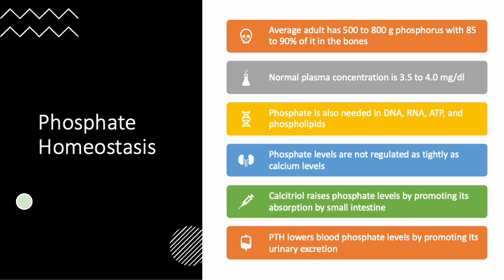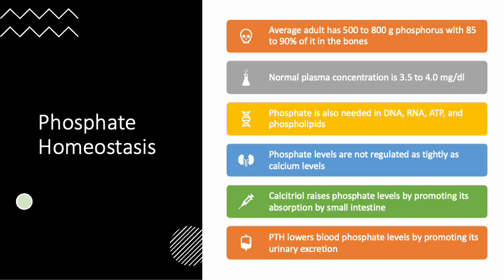So in addition to calcium homeostasis, our bones play a huge role in phosphate homeostasis. The average adult has 500 to 800 grams of phosphorus, with 85 to 90% of it being stored in your bones. So pretty much all of your phosphorus is in your bones. Usually you have a normal count of 3.5 to 4 in your blood. So when we get your labs done, 3.5 to 4 is normal for phosphorus.